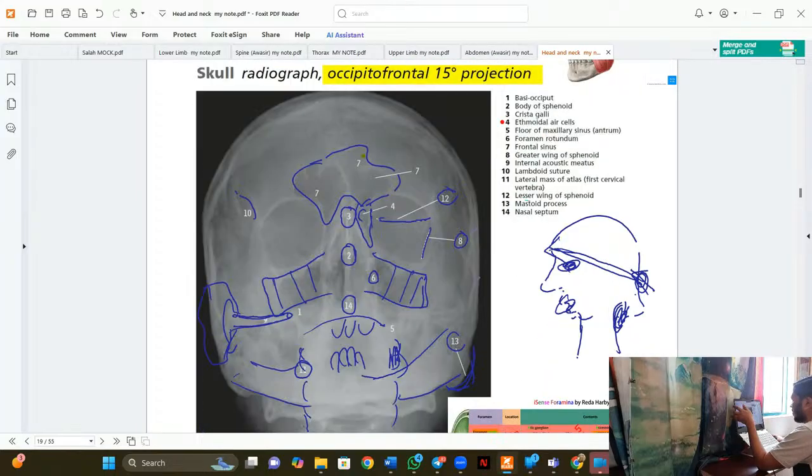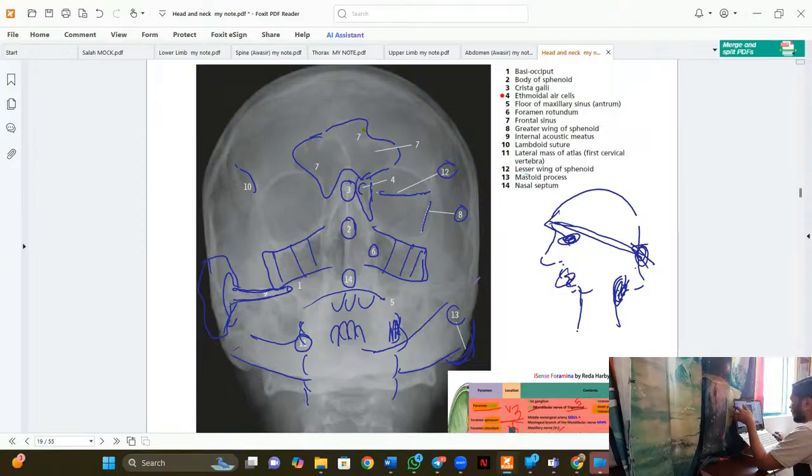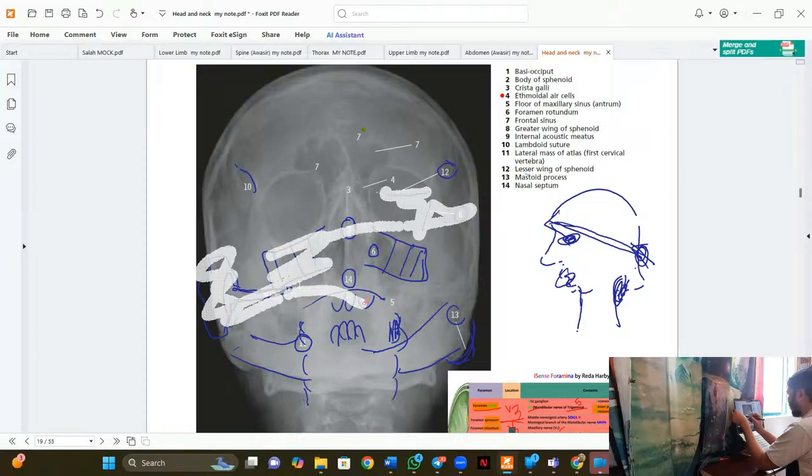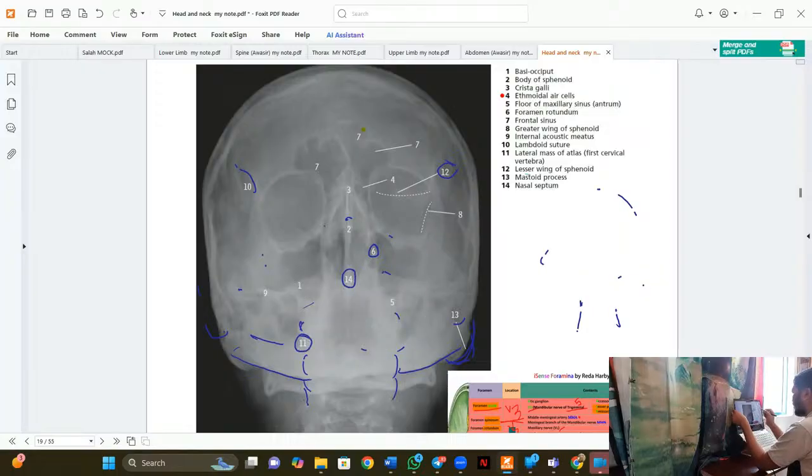This picture. Ethmoid air cell is number 4. They are asking about number 4, ethmoid air cell. Where is the ethmoid air cell? No, only this 4. Okay. So this is the ethmoid air cell. Ethmoid air cell, number 4.